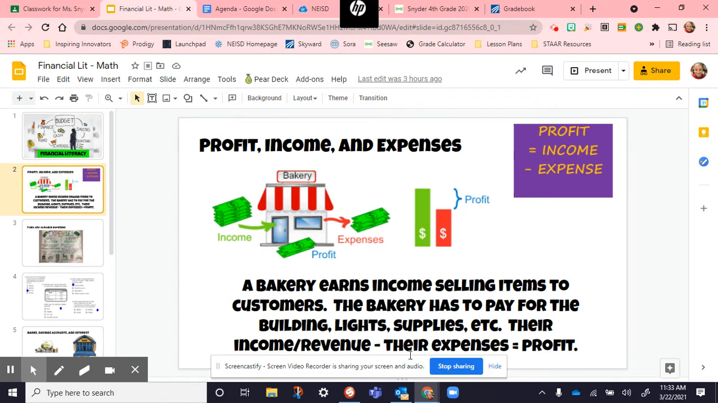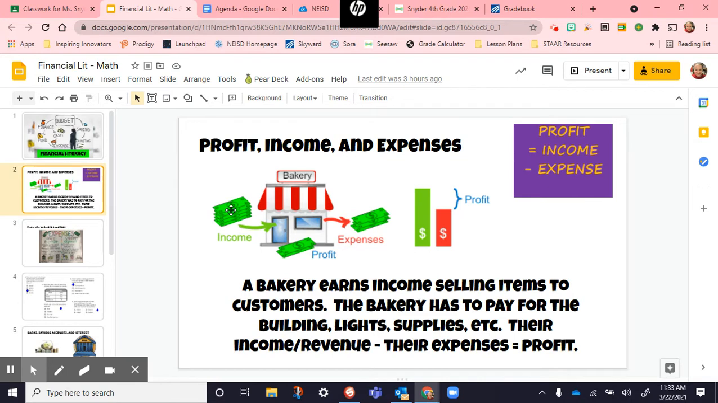So we use this example of this bakery, and it says a bakery earns income selling items to customers. Let's think a bakery could sell things like cupcakes or cakes or donuts or breads and different things like that they're baking. And customers are coming in and they're buying the goods that they are selling. So customers are giving them money. So that's money coming in. That's called income. So I always think about it, it's got this word in. So the money is coming into the store.